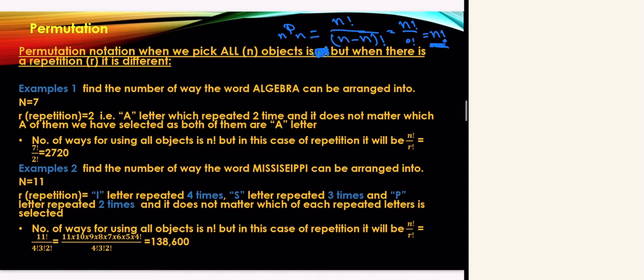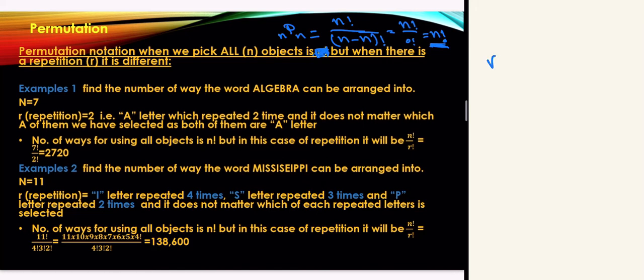But I notice that I is repeated. How many times? 1, 2, 3, 4. I have 4 I letters, repeated 4 times. The S letter, the same thing, repeated 3 times. And P repeated 2 times. Does it matter if this S or that S came first? No. This P or this P? No. This I or this I? No. So how do we write it? We are using all the letters of Mississippi.